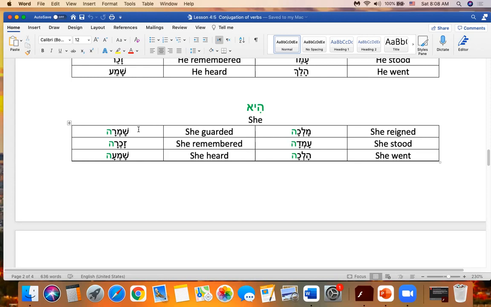Guarded, shamar, shamra. Remembered, zachar, zachra. Heard, shama, shama. So shama, it sounds sort of the same. The only thing is it has a hey at the end. So when you're reading it, you'll know that it's feminine. But if you were speaking, you would have a hard time. You'd have to take it in context.